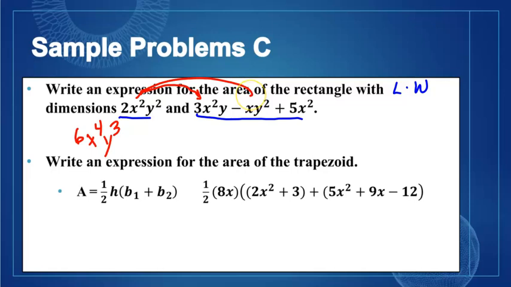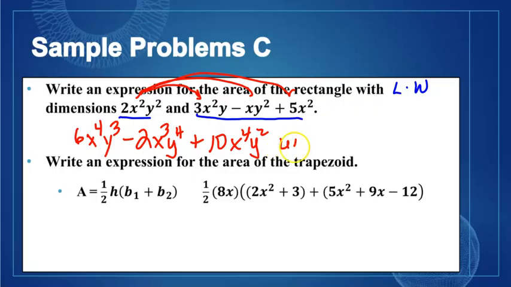Distribute to the second term, so that's going to give us a negative 2 x to the 3rd y to the 4th. Then distribute to the third term, be positive 10 x to the 4th y squared. And since we don't have the units of measurements, we can just leave this as units squared or square units.